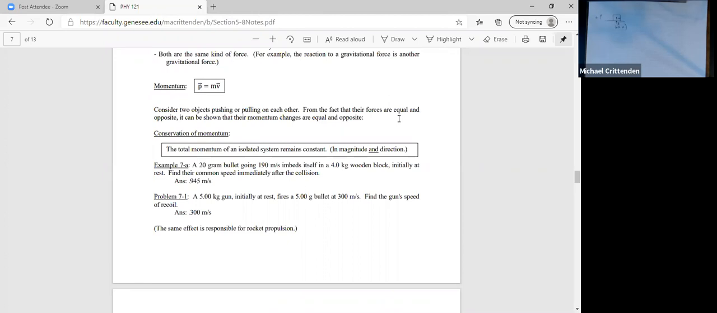Or it doesn't have to be two objects. You could have a whole swarm of asteroids pulling on each other gravitationally, and it's a more elaborate version of the same argument, but it's still true that the total momentum in the entire collection of objects stays the same in both magnitude and direction, because momentum is a vector. It's conserved as a vector. So here's where I run through an example to illustrate that, and then you'll do the next example. And then, of course, there's more fun on the next page.